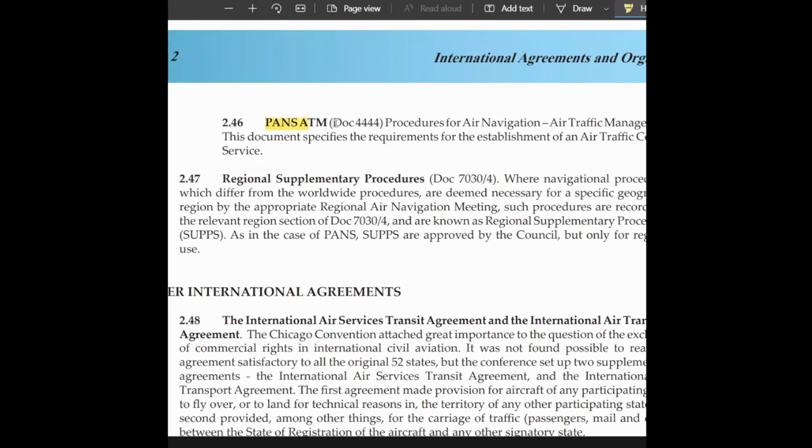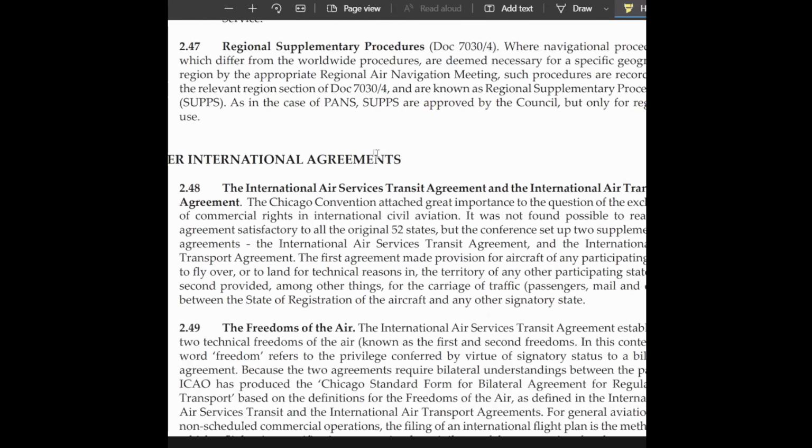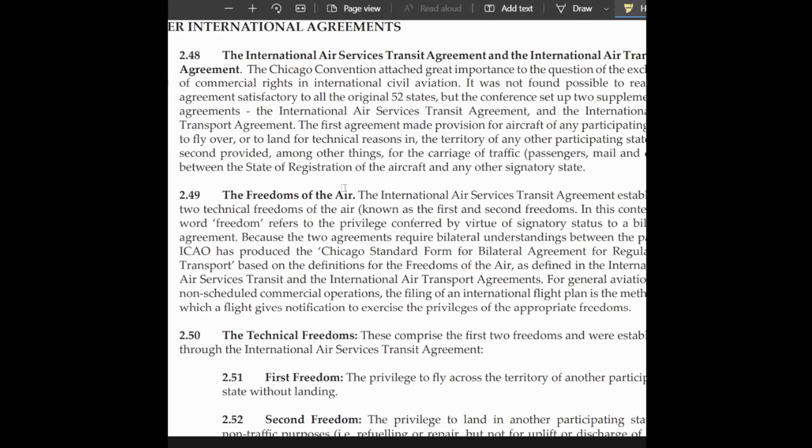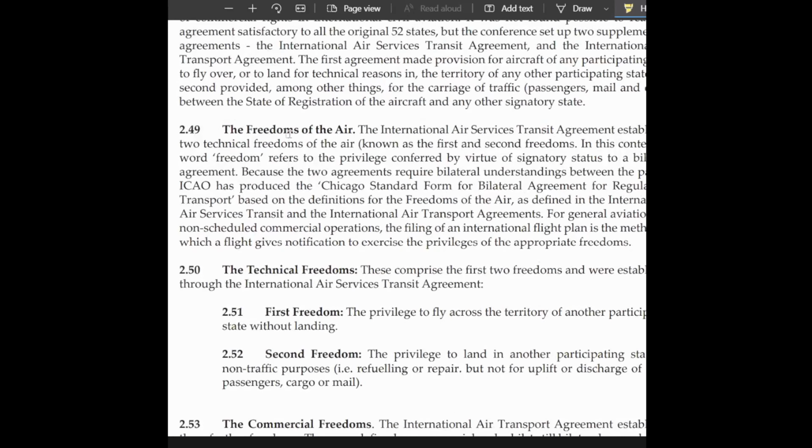And PANS-ATM is Document 4444. Again, not too important. All of this isn't required right now. This will come in during RT. All right, now we come to the important topic, which is freedoms of the air.